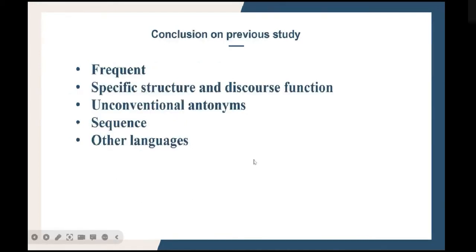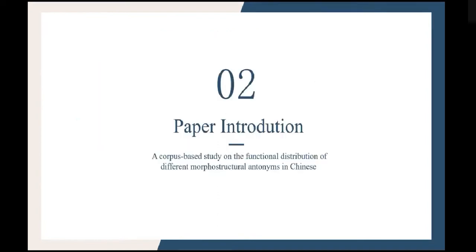So after the introduction, we know that this phenomenon is frequent and also has a very specific structure and discourse function. And also we have unconventional antonyms. The order of antonym co-occurrence is situation specific. And finally, this phenomenon is present in many languages. So now let's focus on the cross-linguistic research and see what features antonym co-occurrence has in Chinese. And this is the article I'm sharing today.